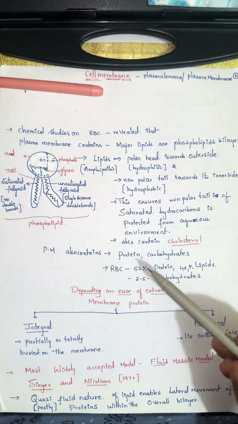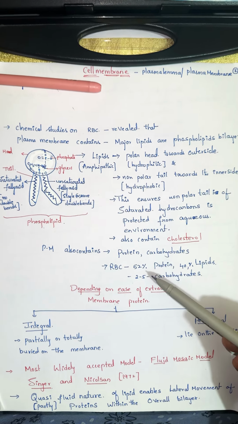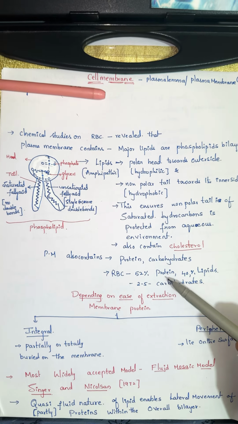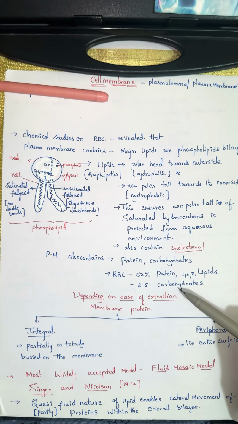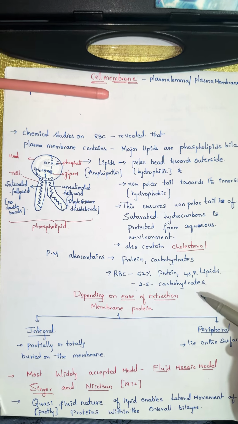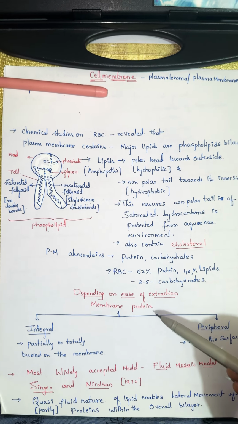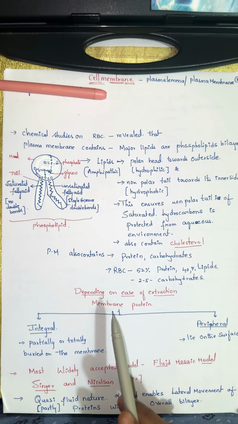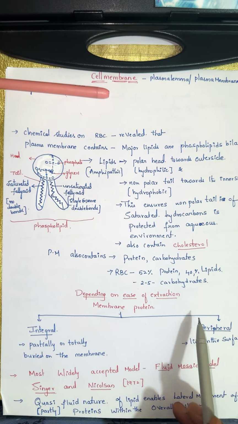Plasma membrane also contains protein and carbohydrates. RBC generally contains 52% of protein, 40% of lipids, 2 to 5% of carbohydrates, and remaining other things. Depending on the ease of extraction, membrane proteins are of two types: integral as well as peripheral.